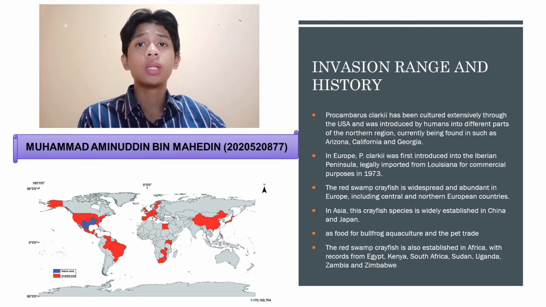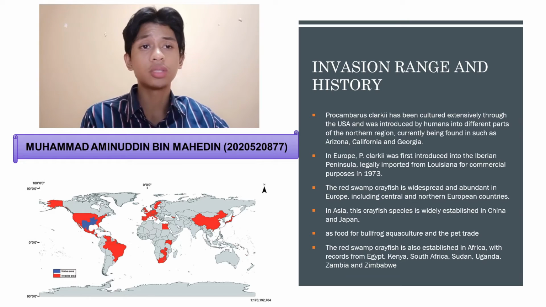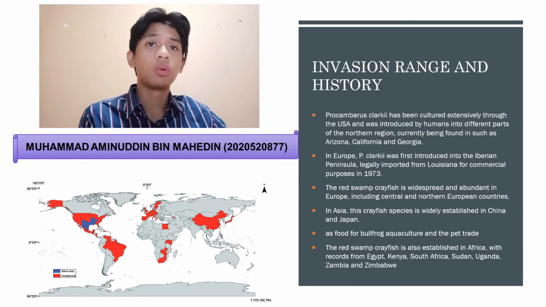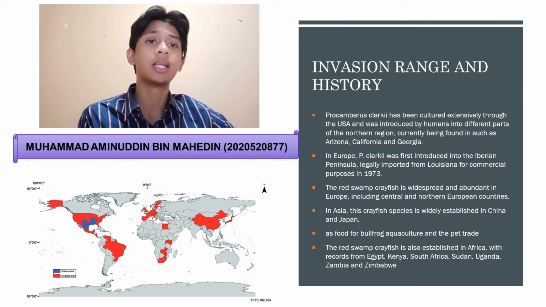In Asia, this crayfish species is widely established in China and Japan. It was initially introduced in Japan in 1927 as food for the bullfrog, agriculture and the pet trade, and now it can be found in the whole country, including Okinawa Island.